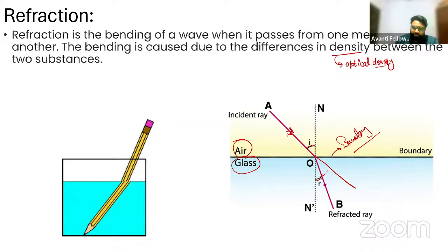Similarly, if you reverse the way, suppose the light is coming from glass and going into the air. So what you will find out is that when light strikes at this point and penetrates into the air, it moves away from the normal. Why? Because air is less dense than glass. So whenever the light travels from rare medium to denser medium, the light bends toward the normal. And whenever the light passes from denser medium to rare medium, it moves away from the normal.